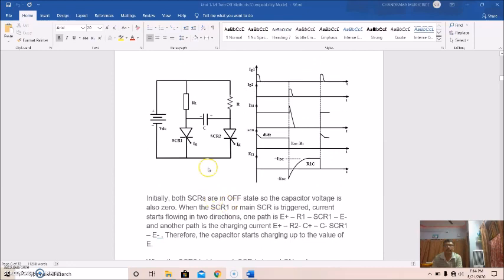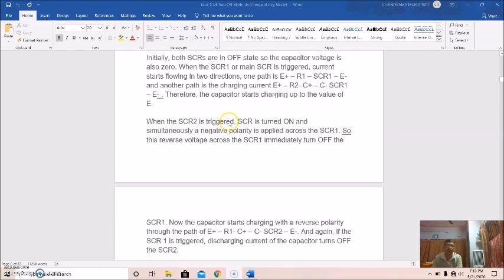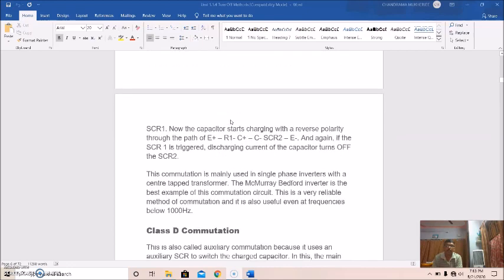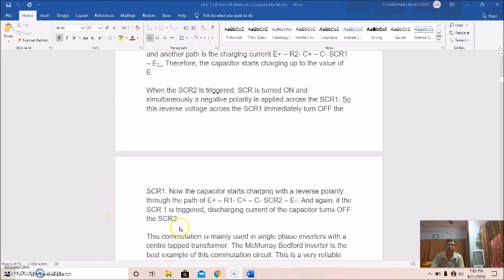This one is positive, this is negative. As a result, this discharging current will flow in this case, and this is negative polarity. This is reverse polarity, and thyristor 2 will turn off. Okay, so this is thyristor 2 off. This commutation is mainly used in single phase inverters with center tap transformer. The McMurray-Bedford inverter is the best example of this commutation circuit. This is a very reliable method of commutation and useful even at frequencies below 1 kilohertz.